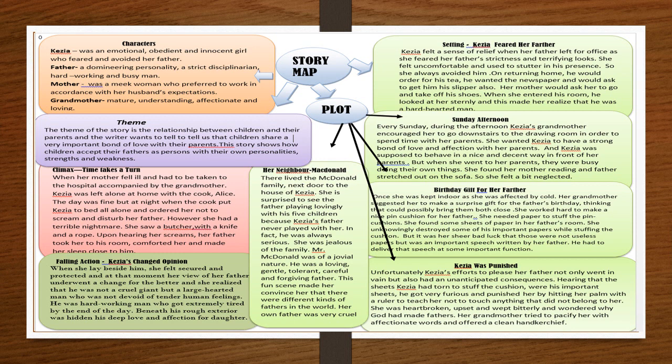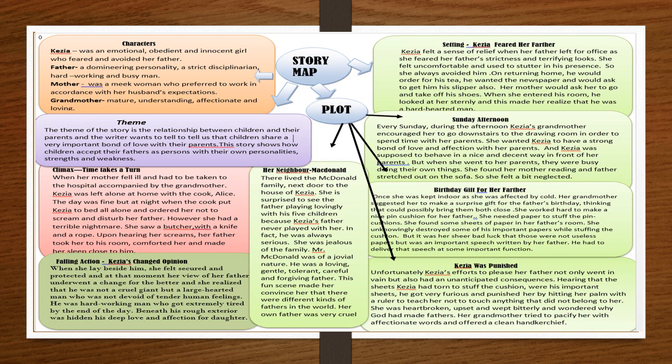There lived the McDonald family next door to the house of Kezia. She is surprised to see the father playing lovingly with his 5 children because Kezia's father never played with her. In fact, he was always serious. Now she was jealous of the family. Mr. McDonald was of a jovial nature. He was a loving, gentle, tolerant, careful, and forgiving father. This fun scene made her convinced, and she concluded that there were different kinds of fathers in the world. And her own father was very cruel, very harsh, and insensitive according to her.